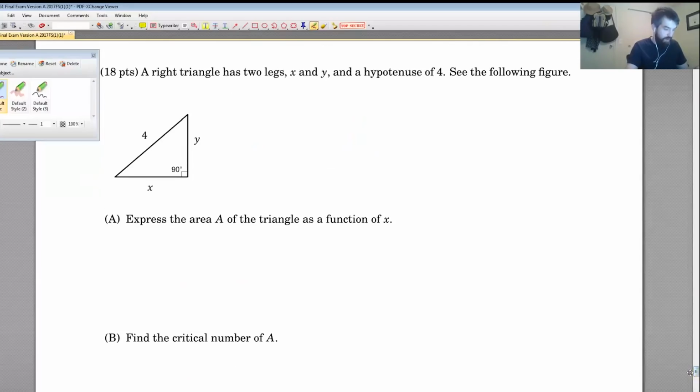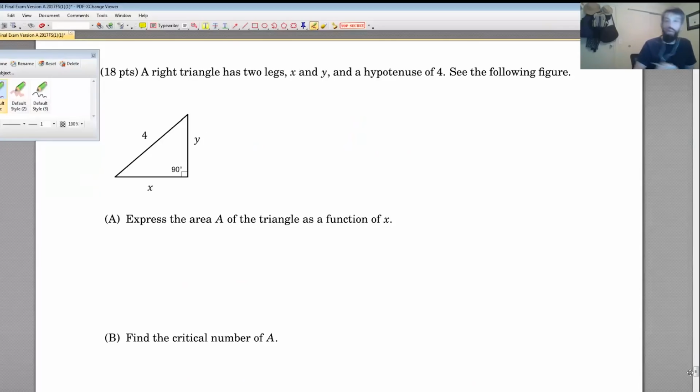Optimization. Wonderful. I'm glad that we asked this. I was hoping we would do the optimization problem. So this says a right triangle has 2 legs, x and y, and a hypotenuse of 4. See the following figure. Express the area of the triangle as a function of x.